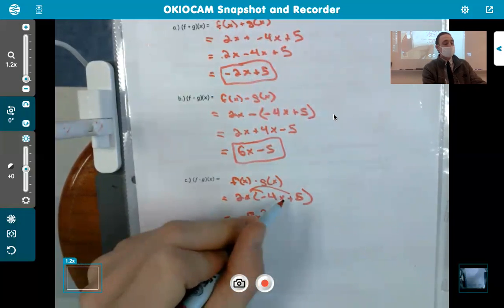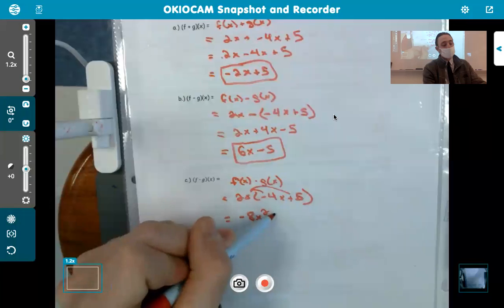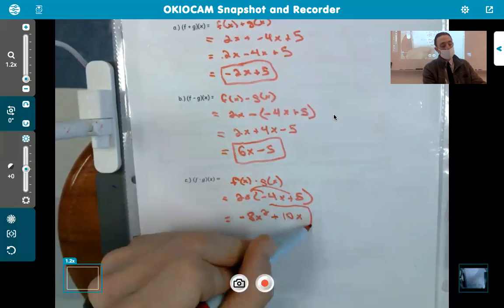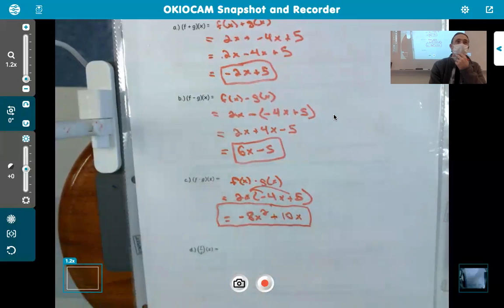So when I multiply x times x, I'm adding exponents. What about the 2x times the 5? What does that give me? So positive 10x. And then that's my final answer. I can't combine any like terms from there because they don't have similar exponents. So negative 8x squared plus 10x. Any questions about part C?